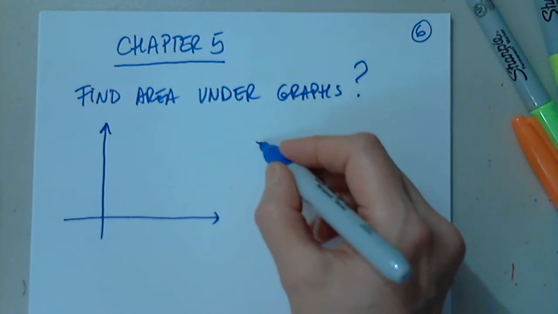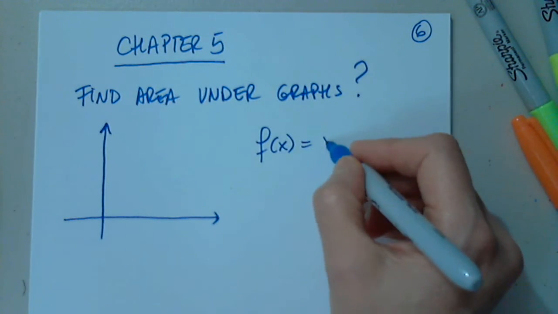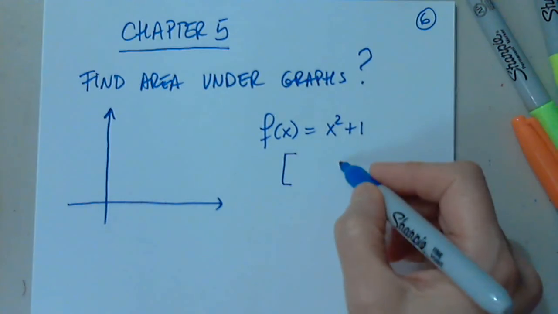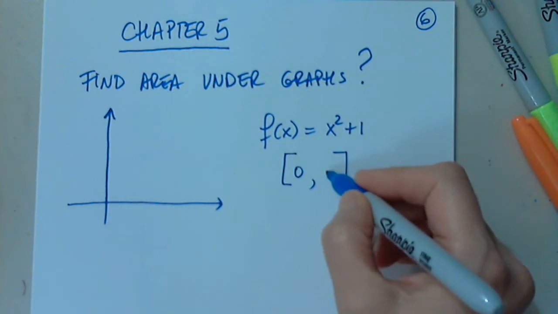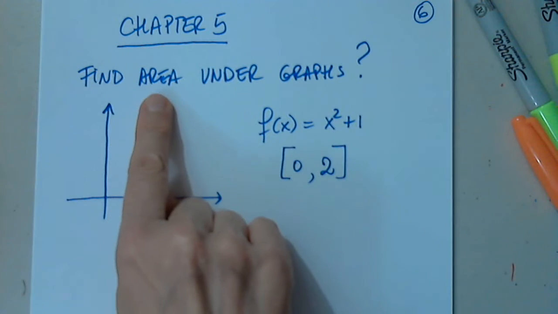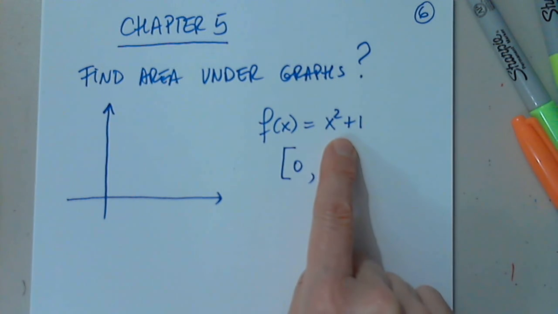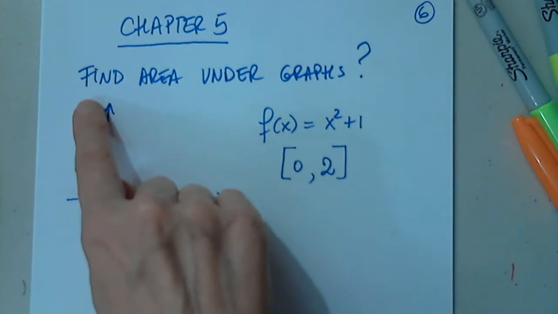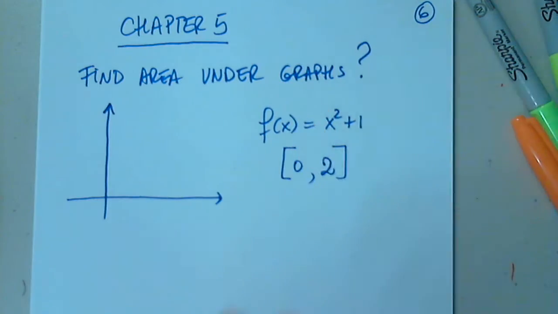I'm going to choose a very simple function, like let's say x squared plus 1. I'm going to choose a very simple interval, like 0, 2. So what is the question now? Find the area under the graph of this function between 0 and 2. And again, I didn't forget why. I'll explain in a moment why.